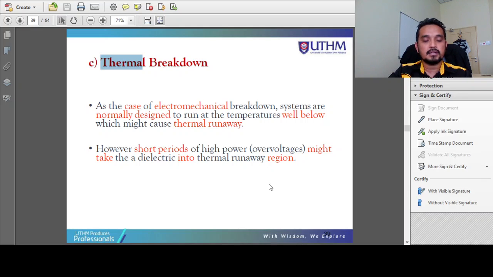Maybe we can't physically see the change, but look at the material melting, like a cable. The material starts to show distortion in terms of shape and size. That is what we call thermal breakdown due to thermal runaway. This is the borderline region before the thermal breakdown occurs.